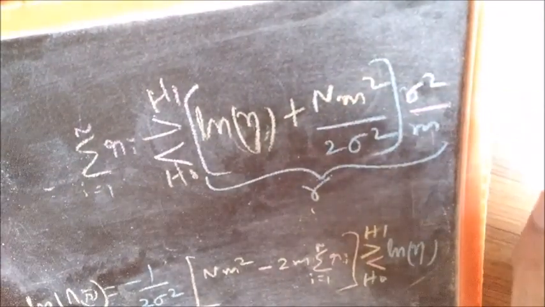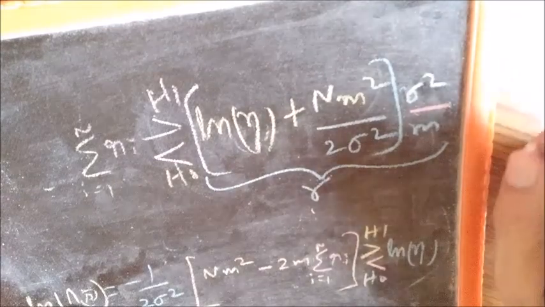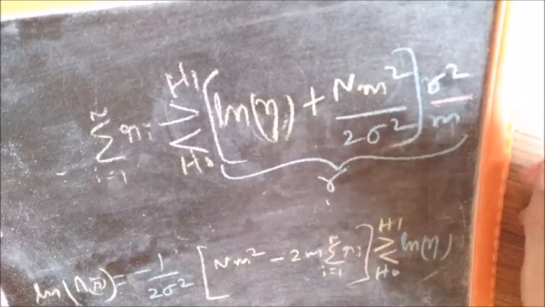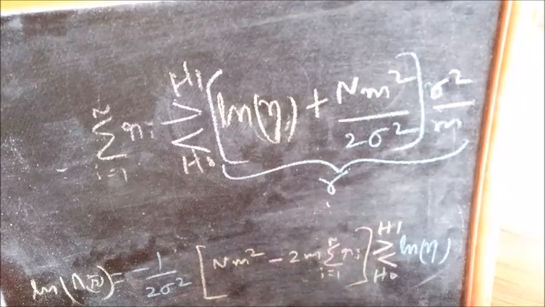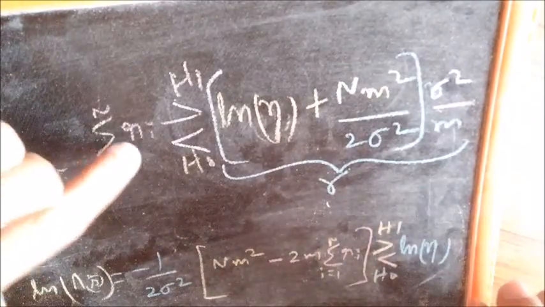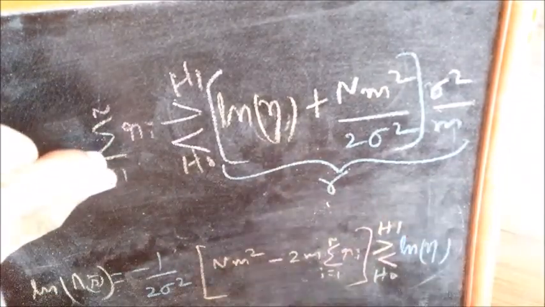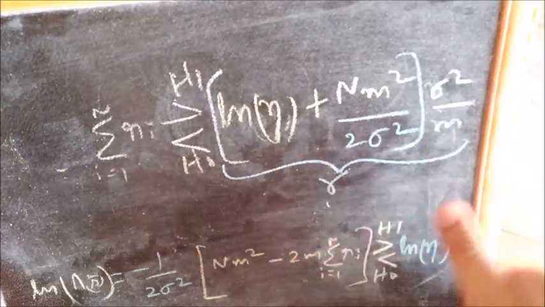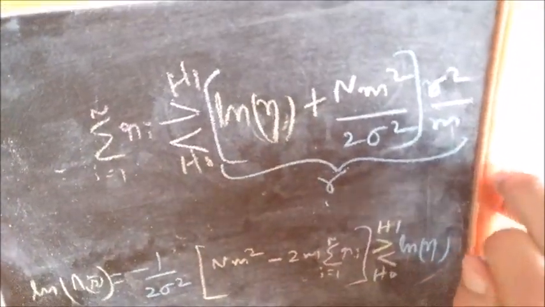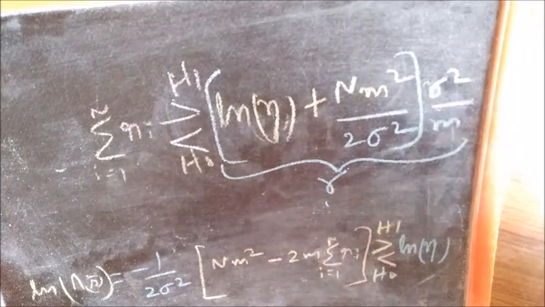So the optimum receiving strategy in this case, the optimum decision rule in this case, is to add those n samples and compare it with this threshold. And this threshold will be known to us in advance because all these terms are known, as in the previous example.